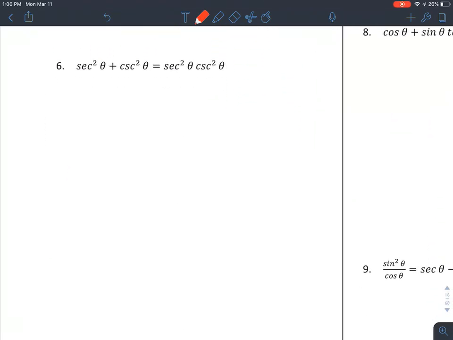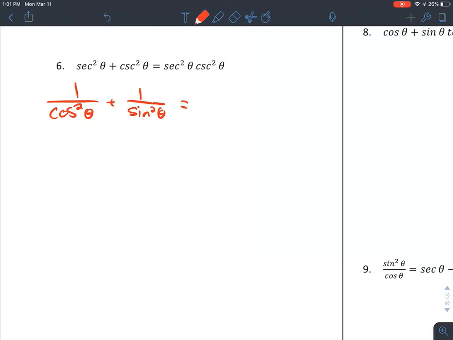Number 6. Once again, I like to use the more complicated side first, which is the left. I'm going to change this to be in terms of sine and cosine. It's going to be 1 over cosine squared of theta plus 1 over sine squared of theta. Leave the right side alone.